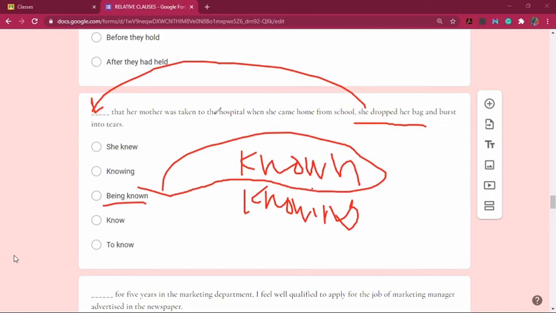Okay, something like that. You got that? So there are only two choices at the beginning here, whether you want to put verb 3 or verb ing. Verb ing when it is doing something, subject, and then verb 3 when it is passive. Here in this case, she knows something. So it's knowing. Okay? So let me move.